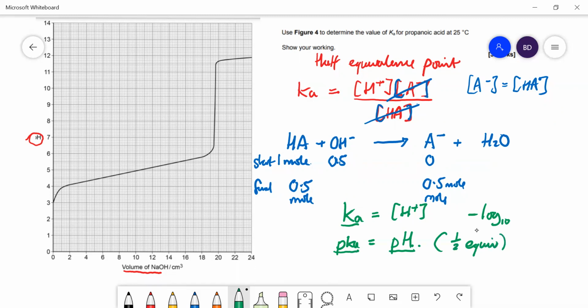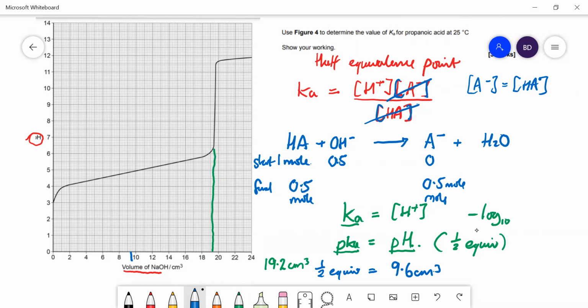Right, you don't need to write all this down. This is just explanation. So here is the equivalence point. That is 19.2 centimeters cubed. So that means the half equivalence point is going to be half of 19.2, which is 9.6 centimeters cubed. So we need to find out where's 9.6. It's about here.